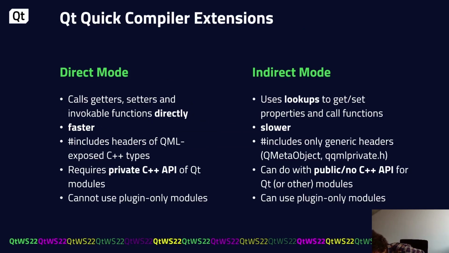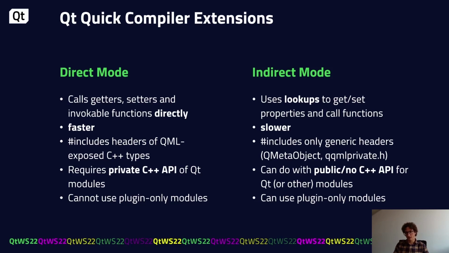Now let's also take a short look, as we are running out of time, at the Qt Quick Compiler extensions. The Qt Quick Compiler extensions come with an extra mode that's not available in QML Cache. That's direct mode. QML Cache cannot rely on the QML modules your document uses to be available as C++ modules, or the QML components that your document uses as C++ classes. So what it does is it uses the meta object system to generate lookups.